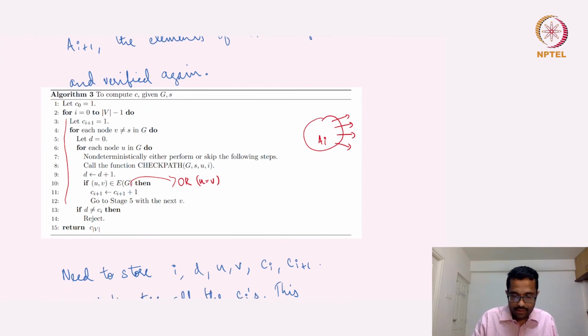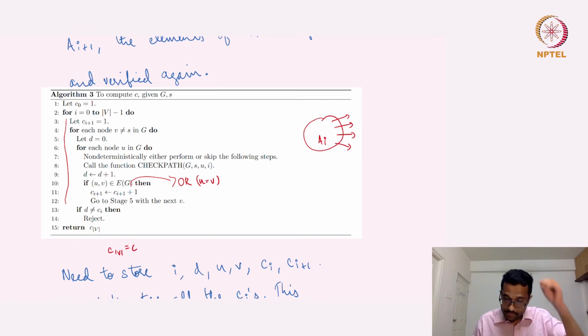And this loop runs till v minus 1, which means that at the end we will have correctly computed Cv, which is equal to the actual count of reachable vertices from S if we have not rejected. If at any stage we return a value, that will be correct.